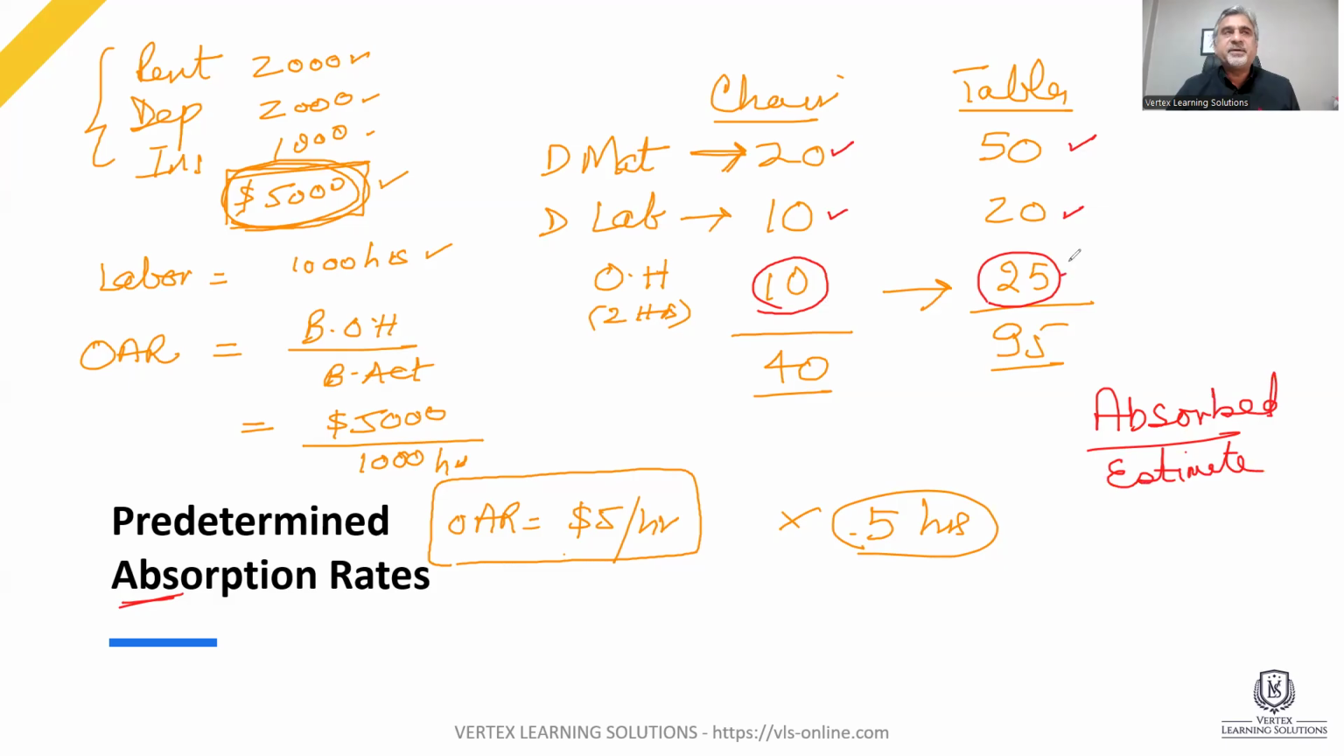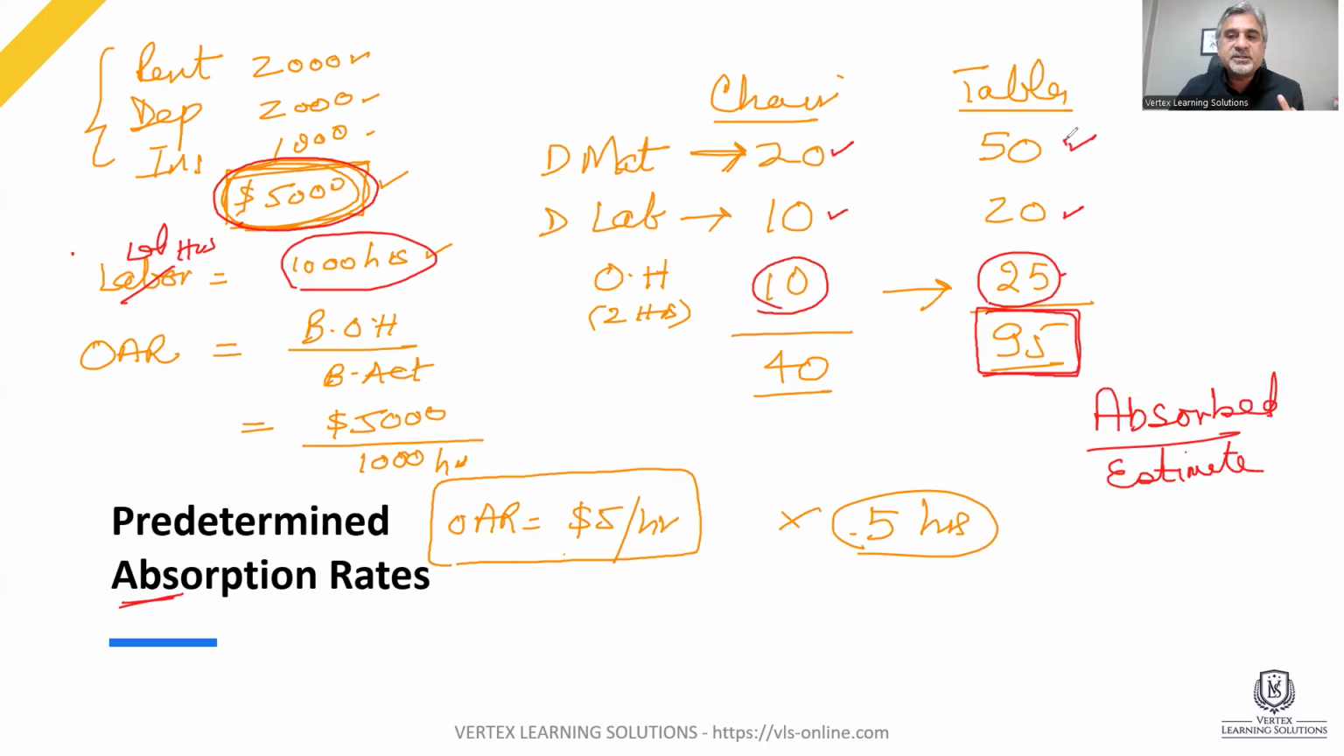This is just an estimate that if I'm going to spend 5,000 in a year, and if I'm going to work 1,000 hours, labor hours or machine hours, whatever you may call it, so these are hours. It means that my overhead is estimated as $5 per hour.